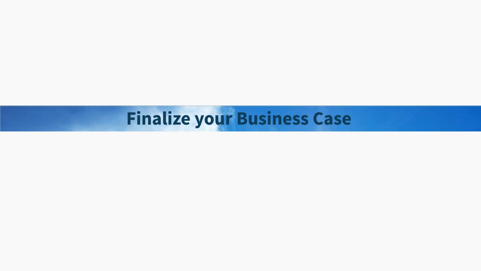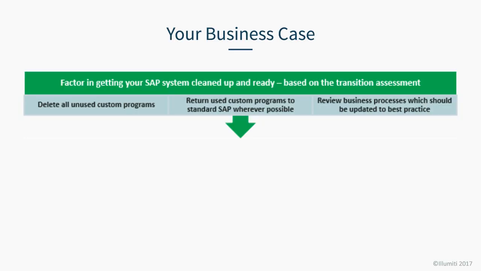So once you've done this prioritizing and you know more or less how to build and document your business case, there are a few things that you have to consider. So the first is you need to factor into that business case getting your SAP system cleaned up, because ultimately when you present this business case to your CFO or to whomever, you need to be able to say that there is some stuff that we need to do in the current environment to prepare us to go forward.